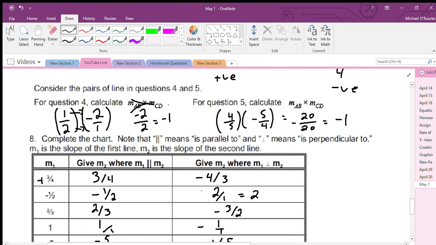And that is it. You have today, I think, a Desmos activity to work on your parallel lines.